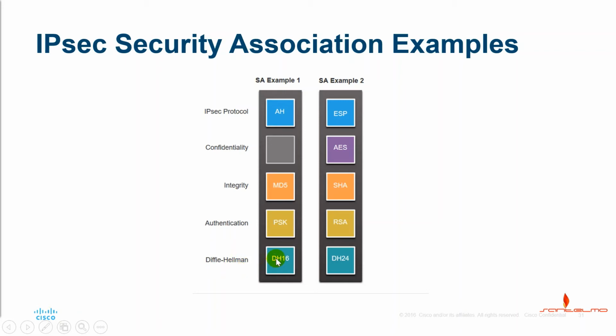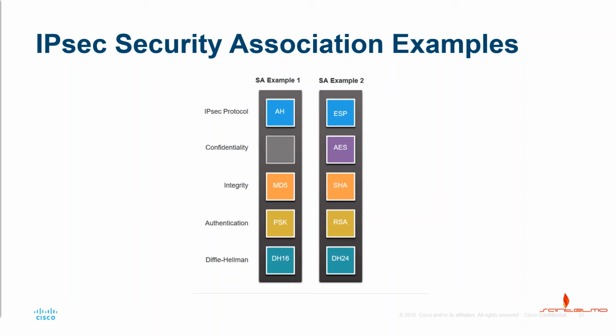Now on Security Association 2, it uses ESP, confidentiality uses AES, integrity is SHA, authentication is RSA, and Diffie-Hellman uses DH24. An SA is the basic building block of IPsec. On the next video, I'll show you how to configure IPsec. On this presentation, we are going to cover only the concepts of VPN and IPsec. When establishing a VPN link, the peers must share the same SA to negotiate key exchange parameters.